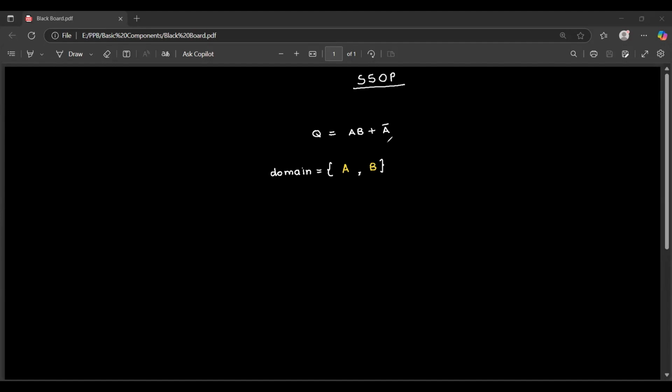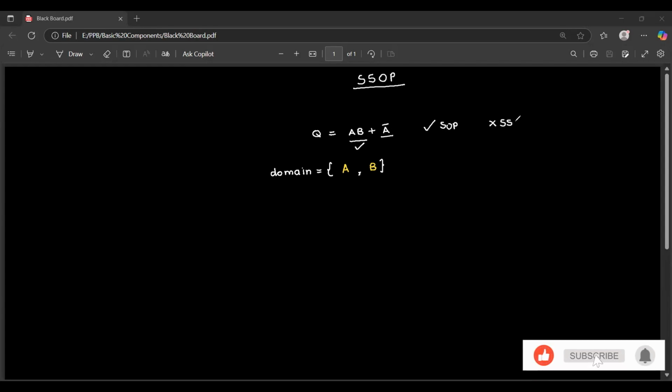But what I'm telling is, in a standard SOP expression, all the variables in the domain should be present. You can't have only part of the domain. Here we are only using A bar. We are not using B here. Here we have AB, that's fine. But here we are not using B. So this is an SOP expression. Is this an SSOP expression? No, this is not a standard SOP expression. What is the justification? Because it has only A bar as a term.